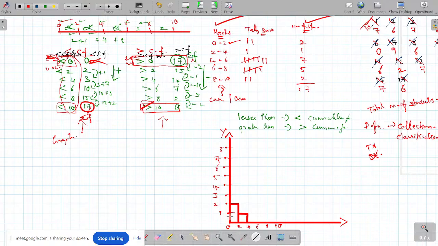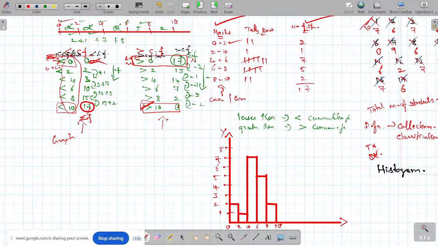Yeah. 4 to 6. So I'll get till here. Am I right? Okay. Then 6 to 8, it's 5. 8 to 10, it's 2. Okay. This is what you call as histogram. Histogram is over.